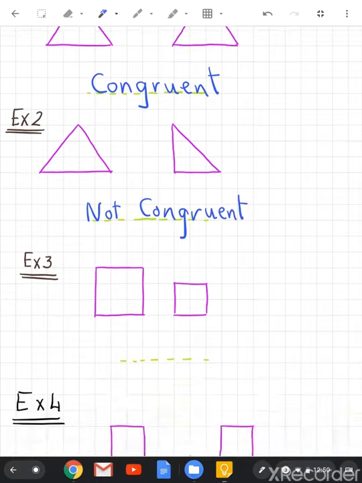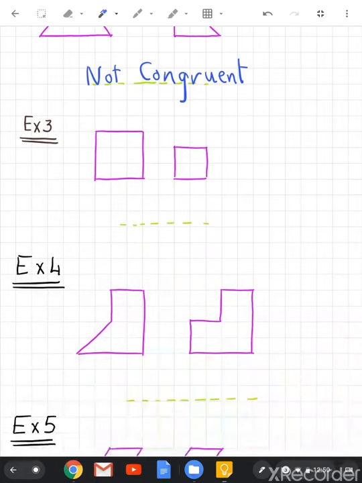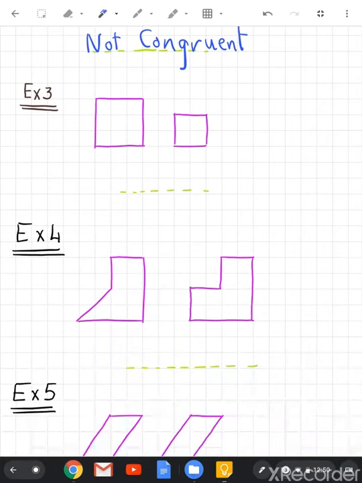Again, in number 3, here we have two shapes. Both of them are squares. They are the same in shape, but their sizes are different. The first one is big, the second is a small square, so they have the same shape but are different in size. So these also are not congruent.